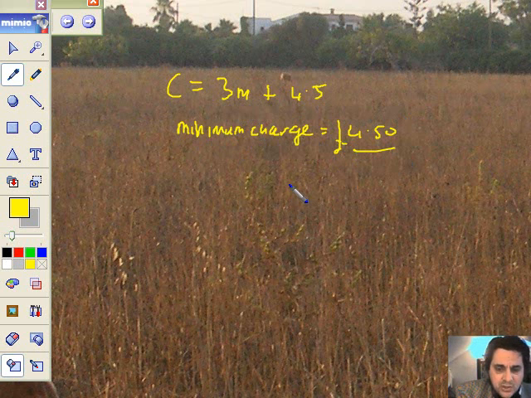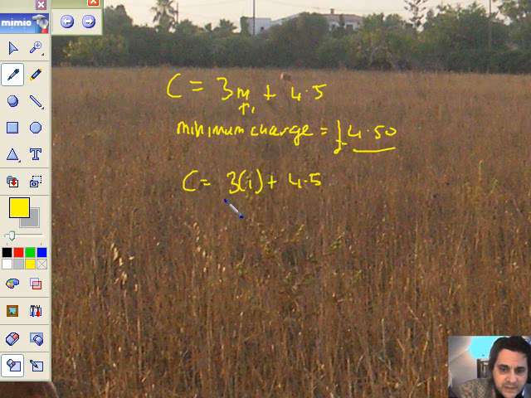What is the cost per mile? What does 1 mile cost? You put in a 1 in there, so cost is going to be 3 times 1 plus £4.50. So it's 3 plus £4.50, £7.50. That's what it costs for the mile. Is that alright? That's that.